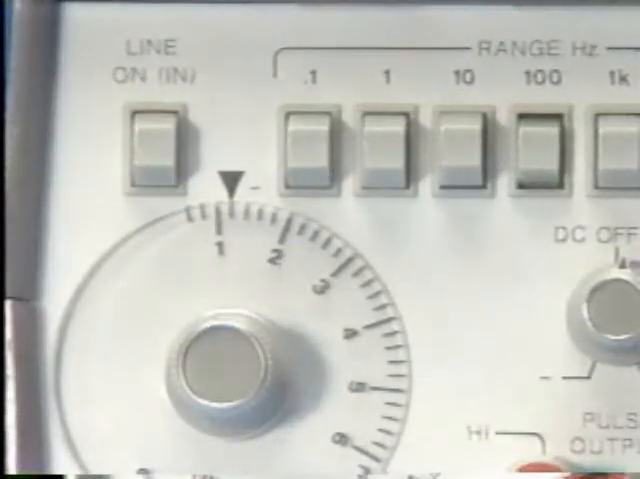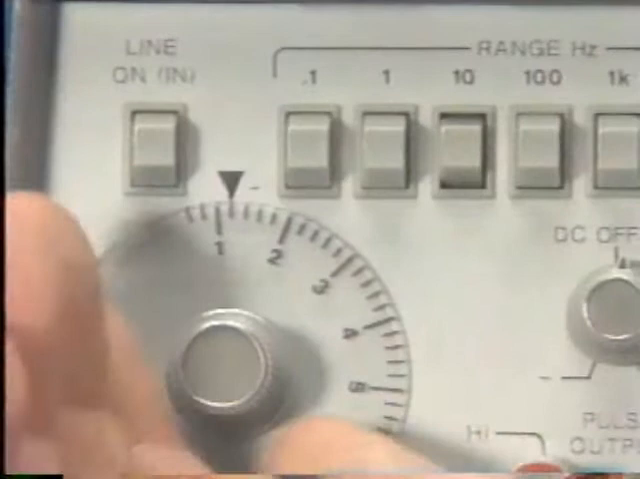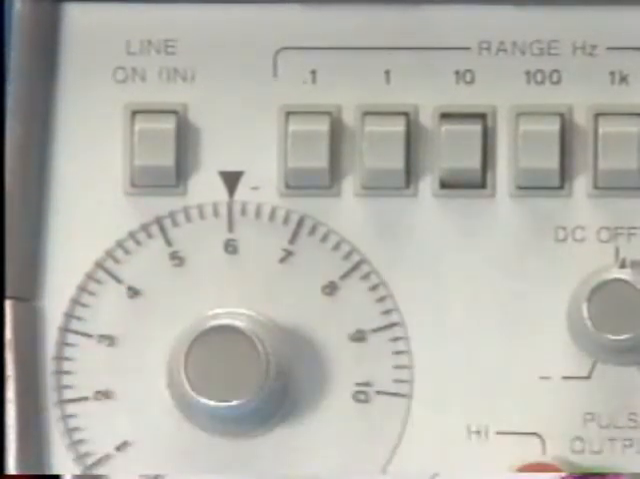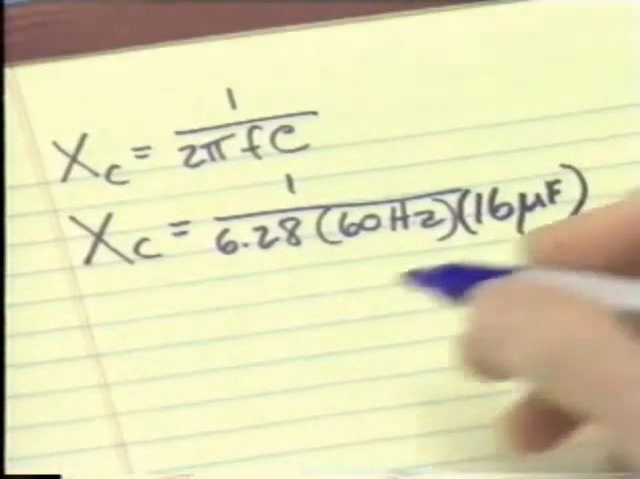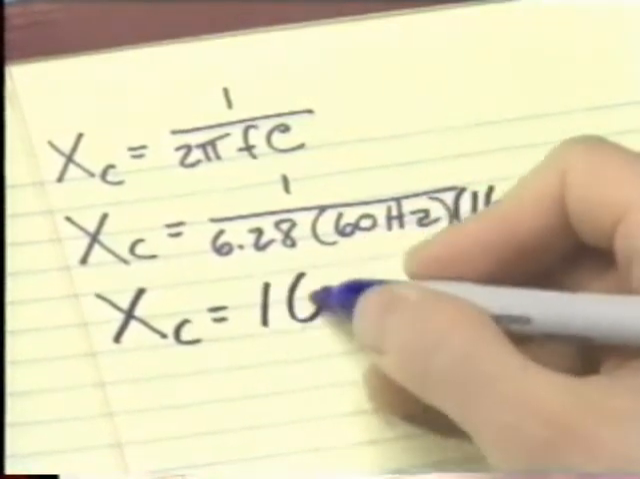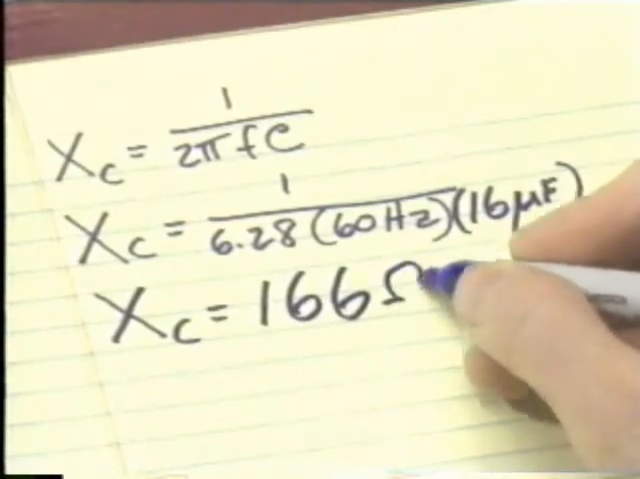Try one more variation. Bring the frequency back to the original 60 Hz, and this time imagine that the capacitance is doubled to 16 microfarads. After inserting these values into the formula, you'll find that the capacitive reactance, once again, equals 166 ohms. These calculations demonstrate that increasing frequency or capacitance will decrease capacitive reactance, which, remember, is always specified in ohms.